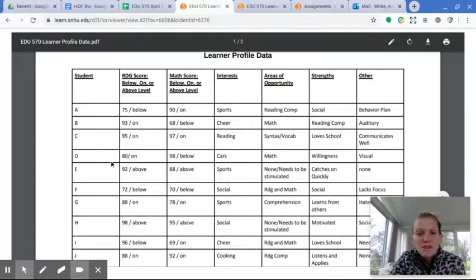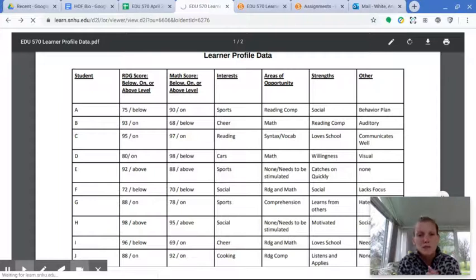So I kind of wanted to help clarify anything with that learner profile data, because you could be like, what? How are they above or below grade level and they're scoring a 96? So that explains that a little bit. Okay, I'm going to go back here.